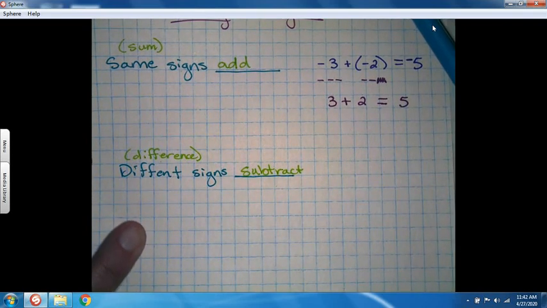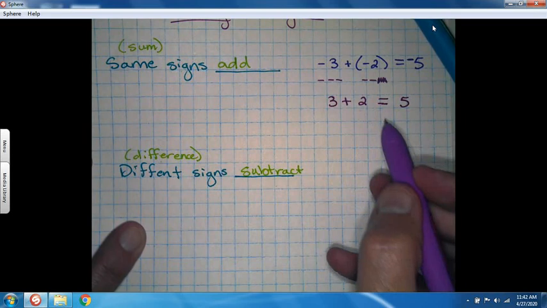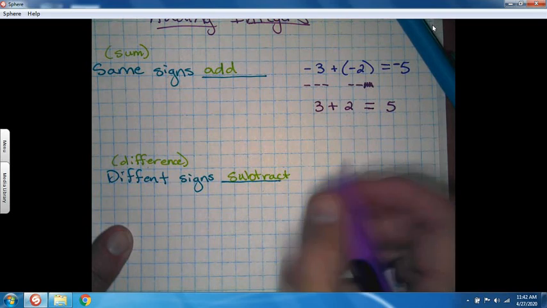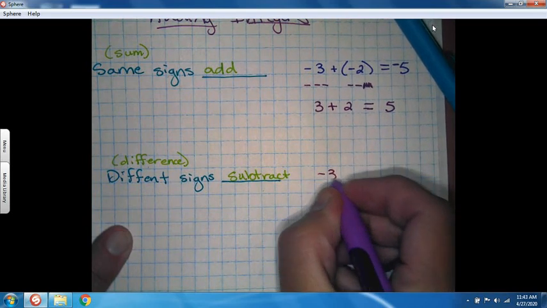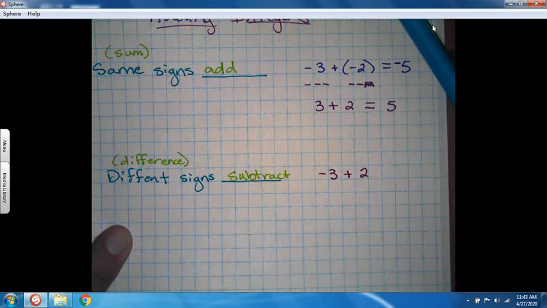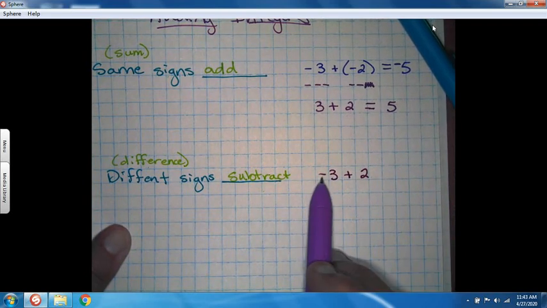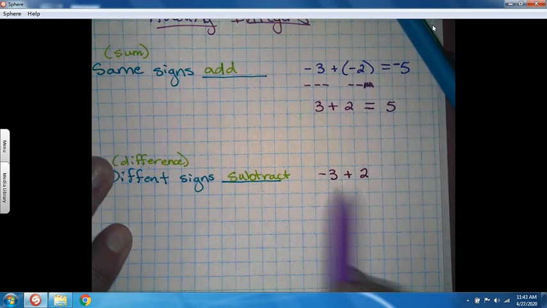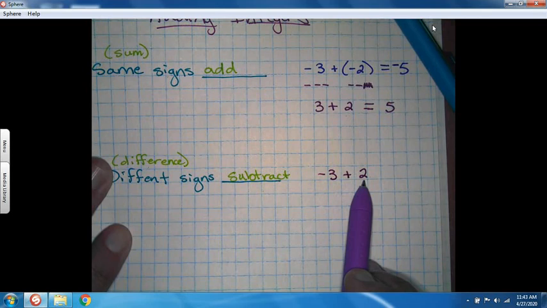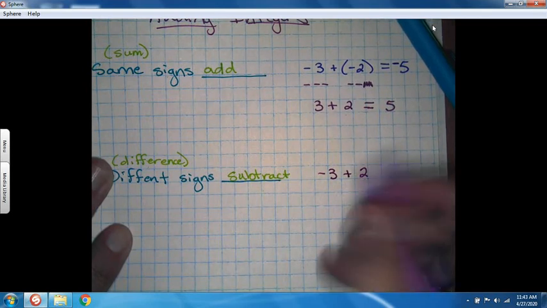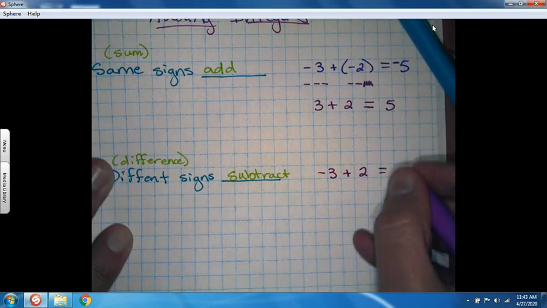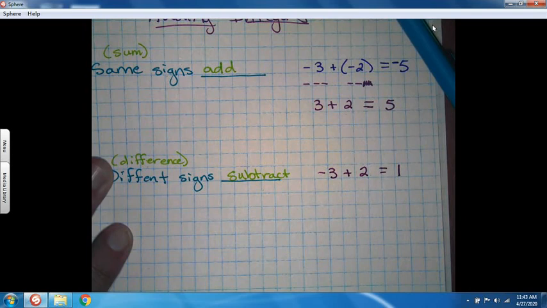So for example, I'm going to use the same numbers from up above, and you'll see how different they are. Difference. Okay, so now let's go -3 plus 2. Signs are different. This is a negative, this is a positive. So we have to subtract. What's 3 minus 2? Pretend that's not an addition sign any longer because you're subtracting. 3 minus 2 is 1. Now, is it going to be a +1 or a -1? Well, let's figure that out.